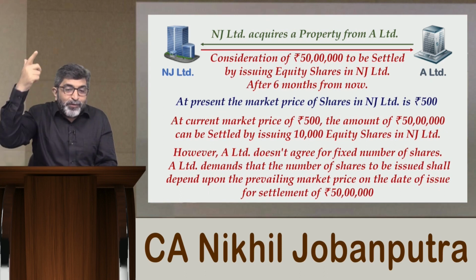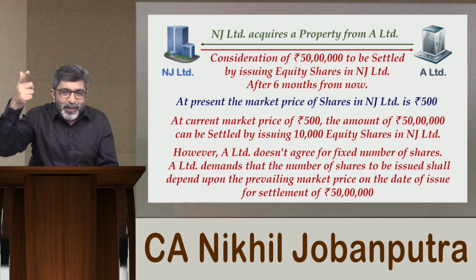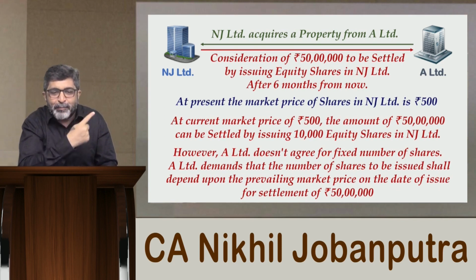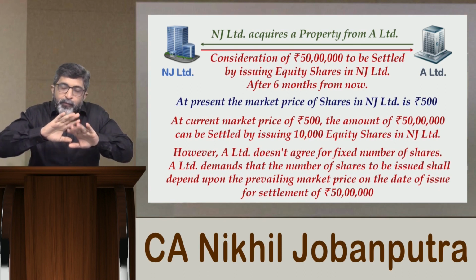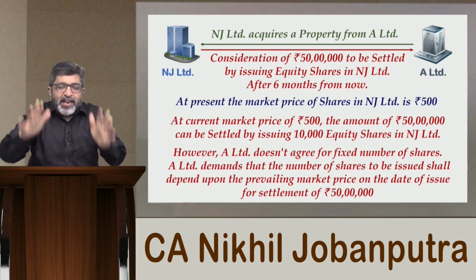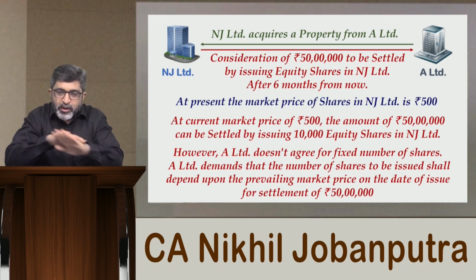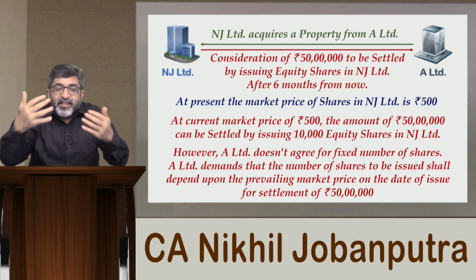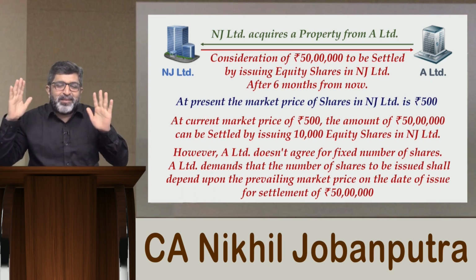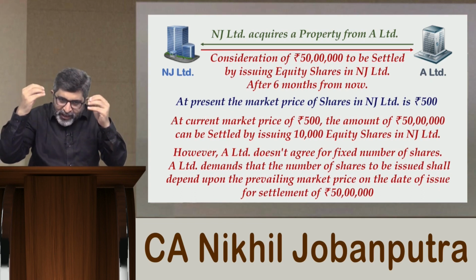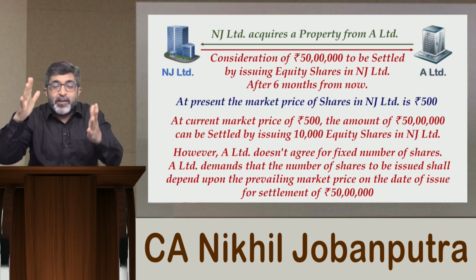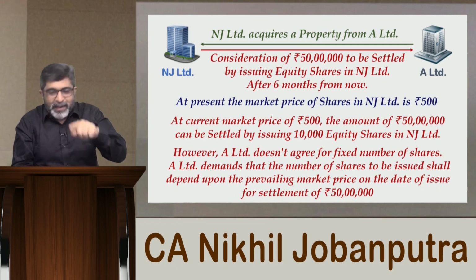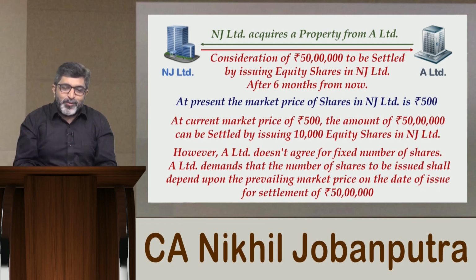See, we are not talking from the viewpoint of A Limited. The reporting entity in this example is not A Limited. Reporting entity in this example is NJ Limited. So for A Limited, it is definitely a financial asset without doubts, correct? Whether it is receiving a fixed number of shares or a variable number of shares, for A Limited, it is a financial asset. The concern is for NJ Limited, how will you classify whether a financial liability or an equity instrument?